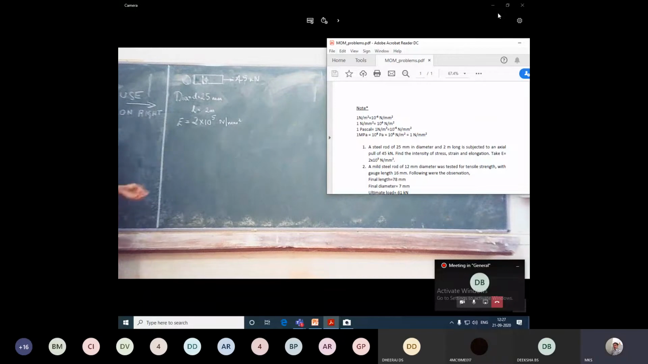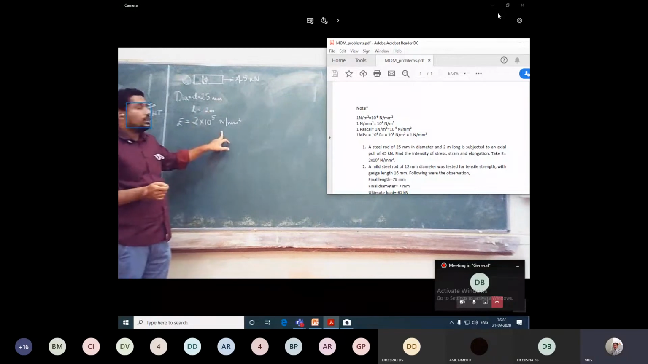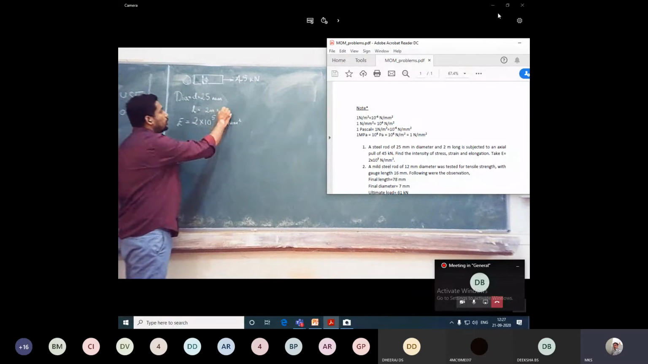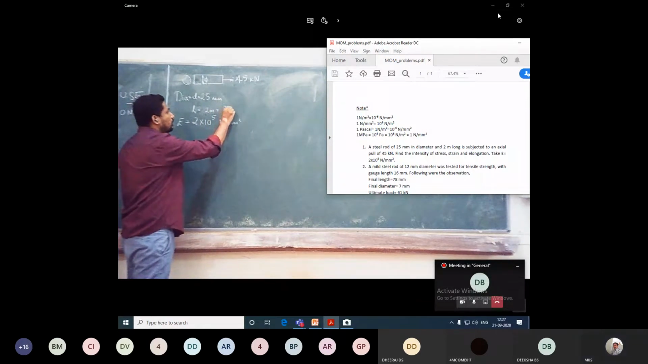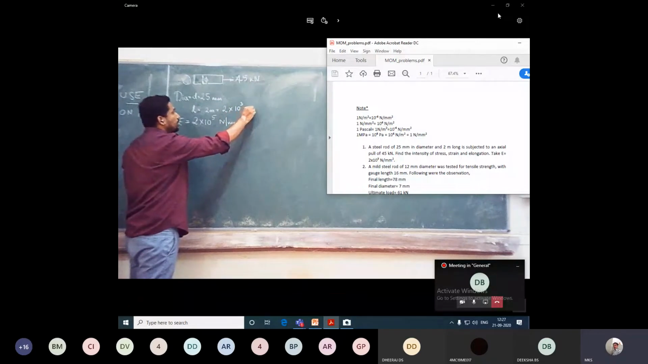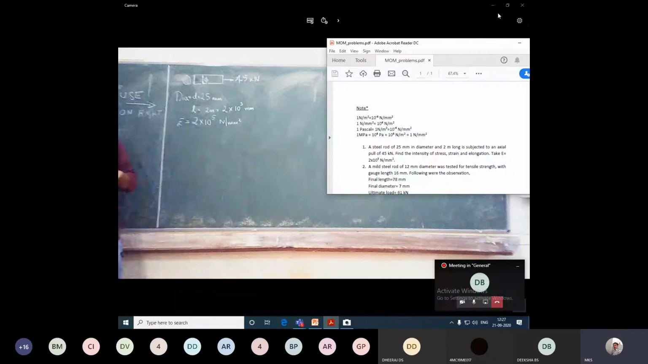Yes. So we have the units in mm, and this length is in meters. So convert this meters to mm: 2 into 1 meter, that is 2 into 10 to the power of 3 mm. So these are the given data.